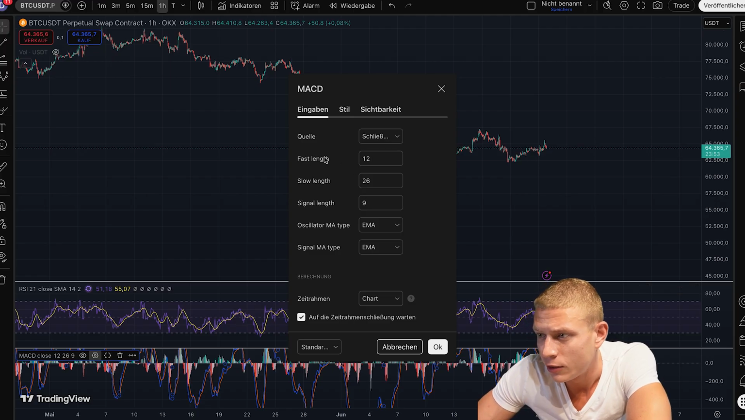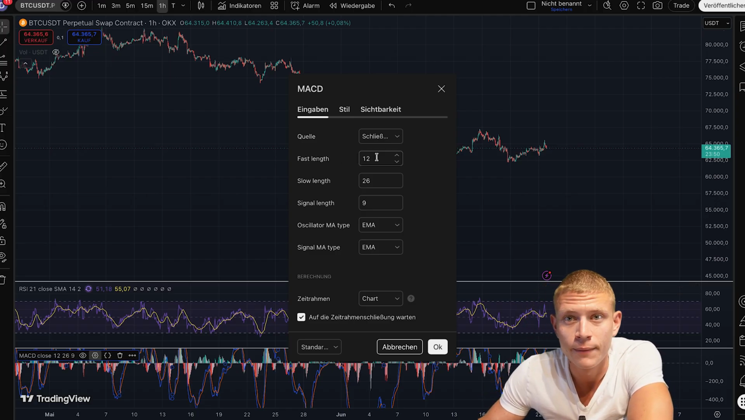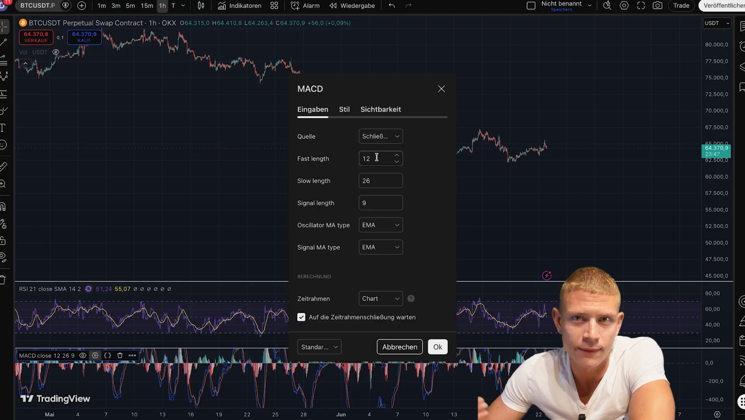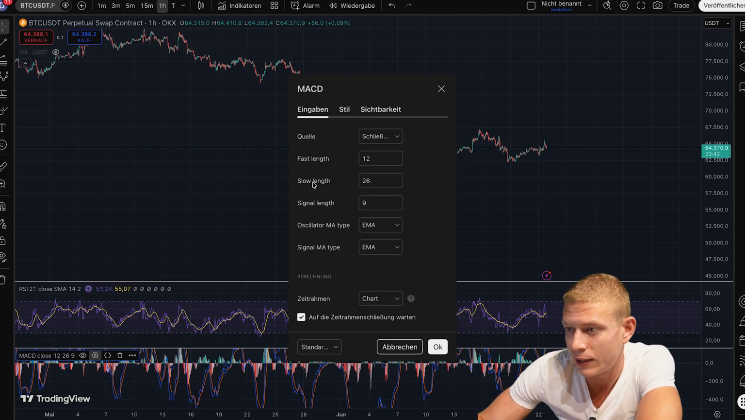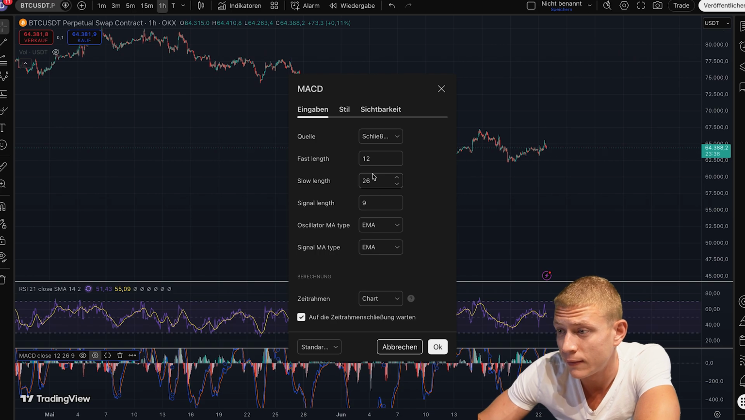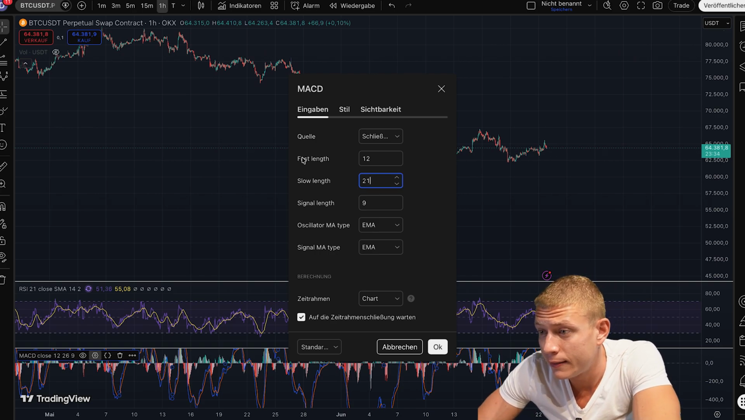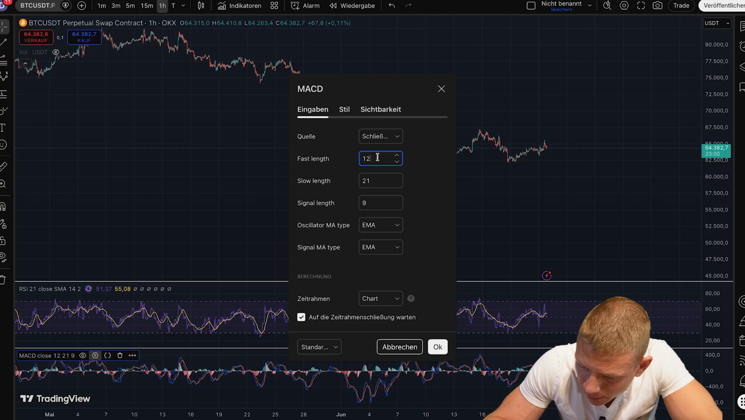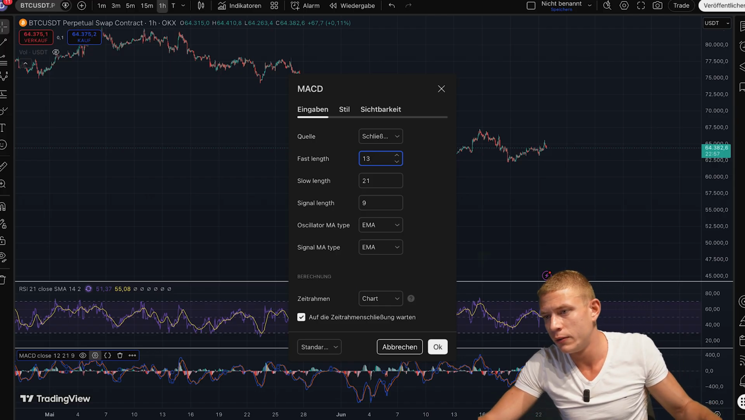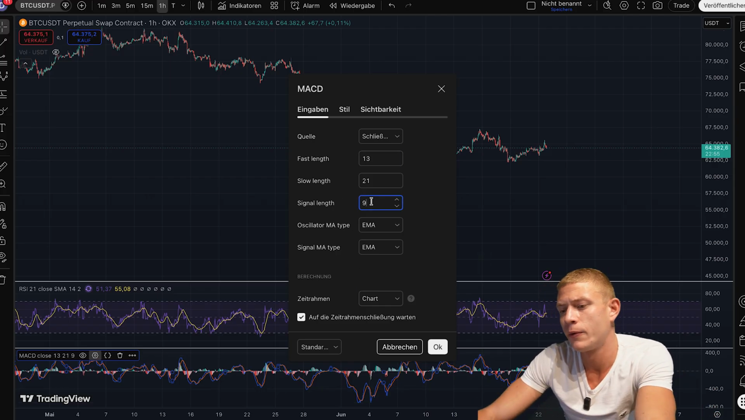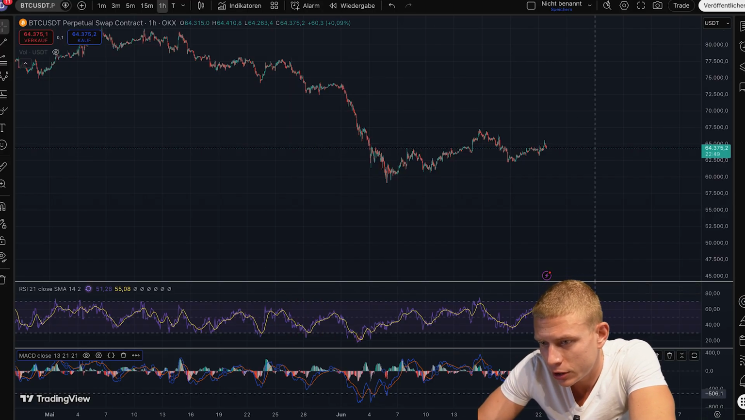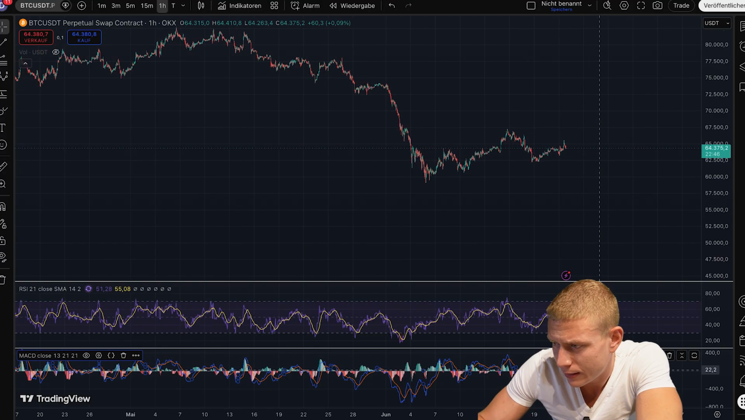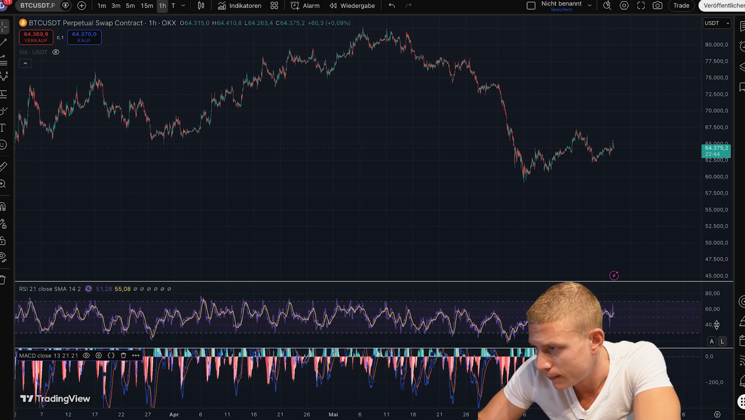You see, 12 in this case, the fast length, is the moving average which has the small amount of days or candles in comparison to the other one, because as you can see, the slow length is so to say the longer one. We can also make the slow length 21, for example. Yeah, let's do that. And the fast length, let's put in 13 right here, and the signal length, let's go with 21 as well. Okay, adjusted it. So 13, 21, 21, that would be what I would be looking at.